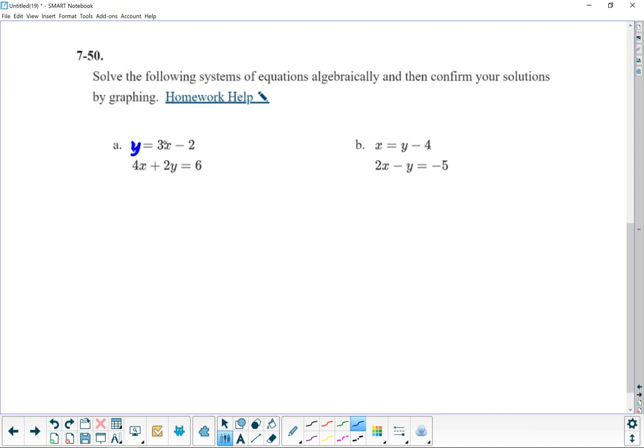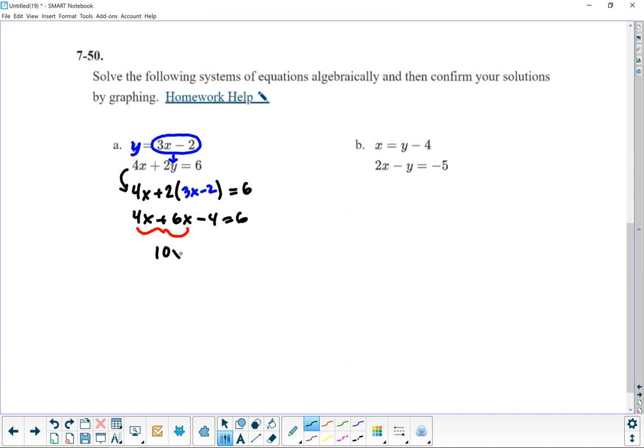Instead of y, we're going to put in 3x minus 2 in place of the y. That's what it says. So we're going to do this with 4x plus 2, and instead of y, we're going to put in 3x minus 2. And that's going to equal 6. Working it out, 4x plus 2 times 3x is 6x. 2 times negative 2 is negative 4 equals 6. Combine these two right here because they're both on the same side. So you're going to get 10x.